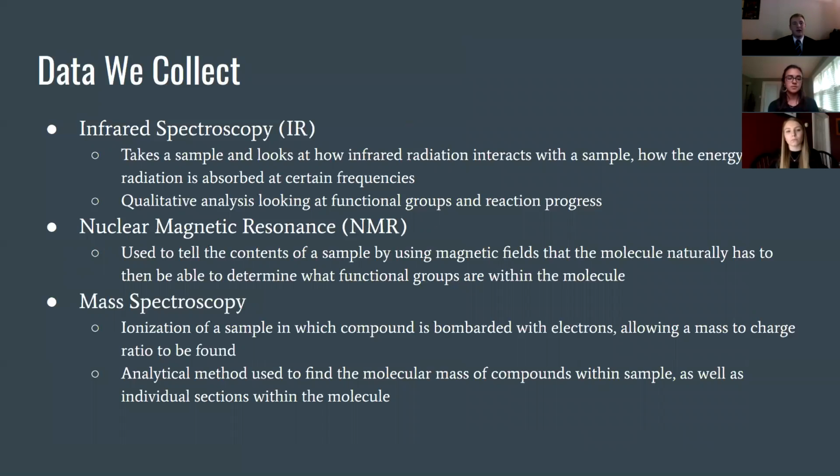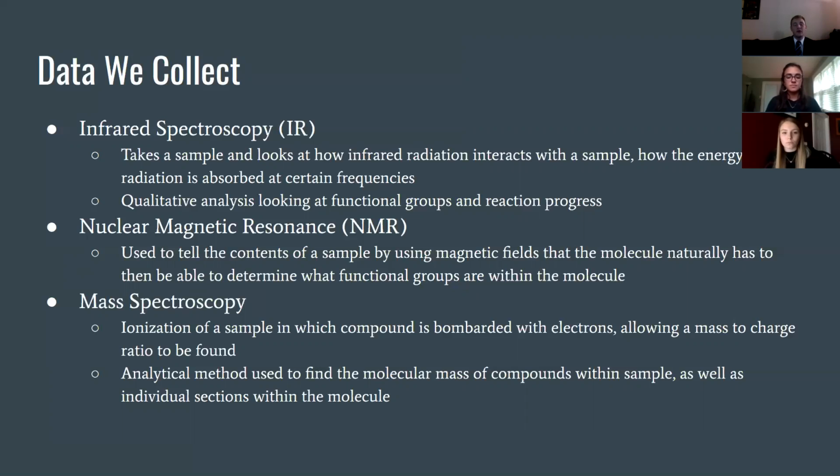A little bit of background on the data we use. The 3 main types of data we use are infrared spectroscopy, nuclear magnetic resonance, and mass spectroscopy. In IR, we take a sample and see how infrared radiation interacts with the sample, which leads us to be able to determine what functional groups are within the compound. NMR is also used to determine what functional groups are within the molecule, but it does this by using magnetic fields. Mass spectroscopy, on the other hand, allows us to determine the mass of the compound we made.